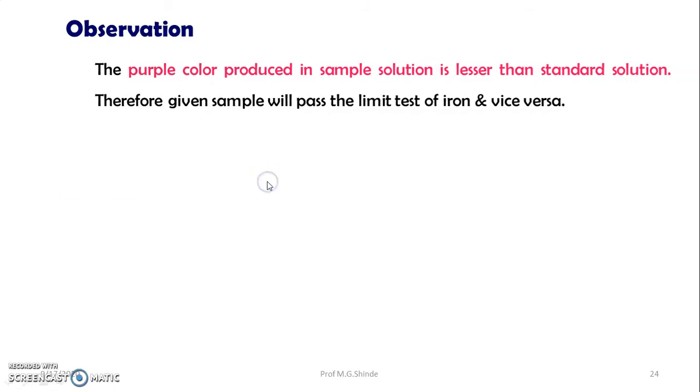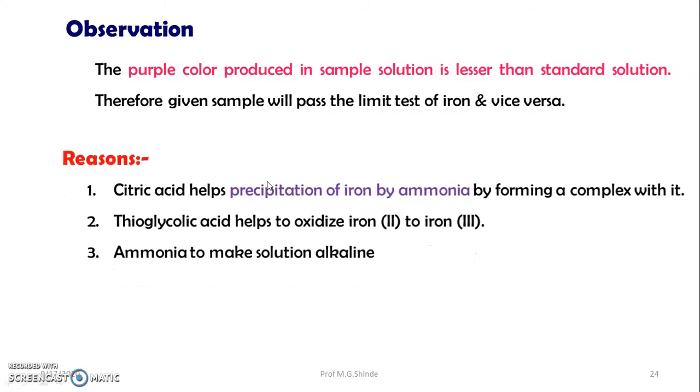Now here we are using different reagents. There are reasons behind that. We are using citric acid, which helps in the precipitation of iron by ammonia by forming a complex with it. We are also using thioglycolic acid, which helps reduce the ferric ion to the ferrous form. While ammonia is used to make the solution alkaline. So these are the reasons why we are using different reagents here. So after this we can conclude that the given sample passes the limit test for iron as per IP.